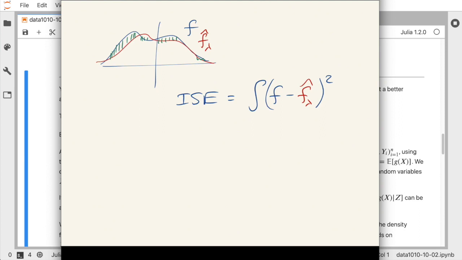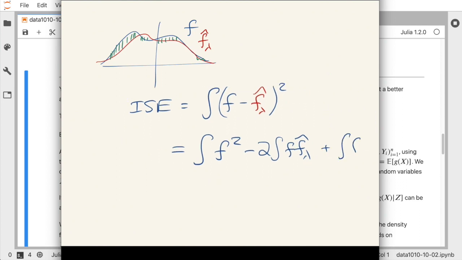And directly estimating the integrated squared error is out of the question because we have this function f, which in a real-world situation we will not know. That's the true underlying density, and we only know that by way of the observations. So this seems hopeless, but let's plod ahead anyway. We can square the binomial and distribute. And some good things happen.